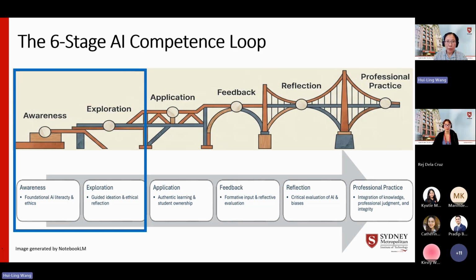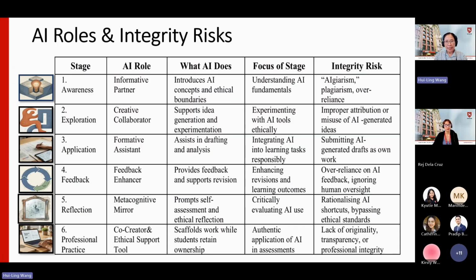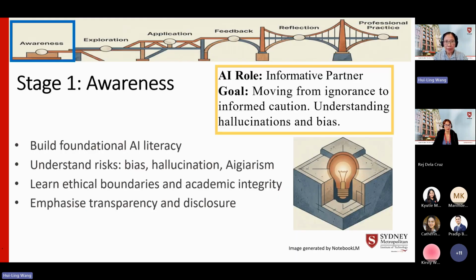Today in this talk, I will cover all 6 stages, but I'm more focused on the first 2 stages, awareness and exploration. At the end, I will probably come back to go through all 6 stages as a summary. So let's go through stage by stage. Stage 1 is awareness. It's the first stage when you are using Gen AI. You are building the foundation of AI literacy. In simple terms, what kind of Gen AI tool can help us in certain projects.